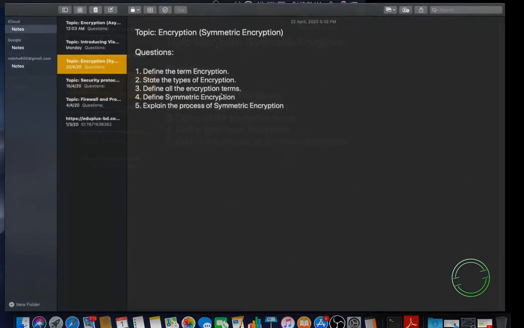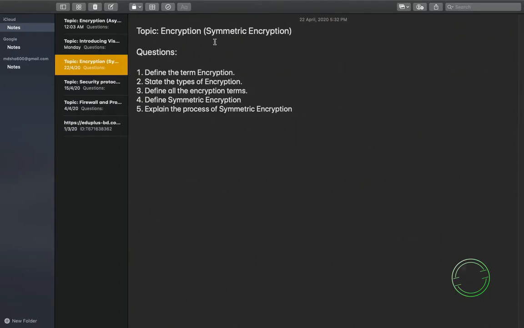Last class, we learned the topic encryption. We have done the topic symmetric encryption. The questions that we have done were: define the term encryption, state the types of encryption, define all the encryption terms, define symmetric encryption and the process of symmetric encryption.